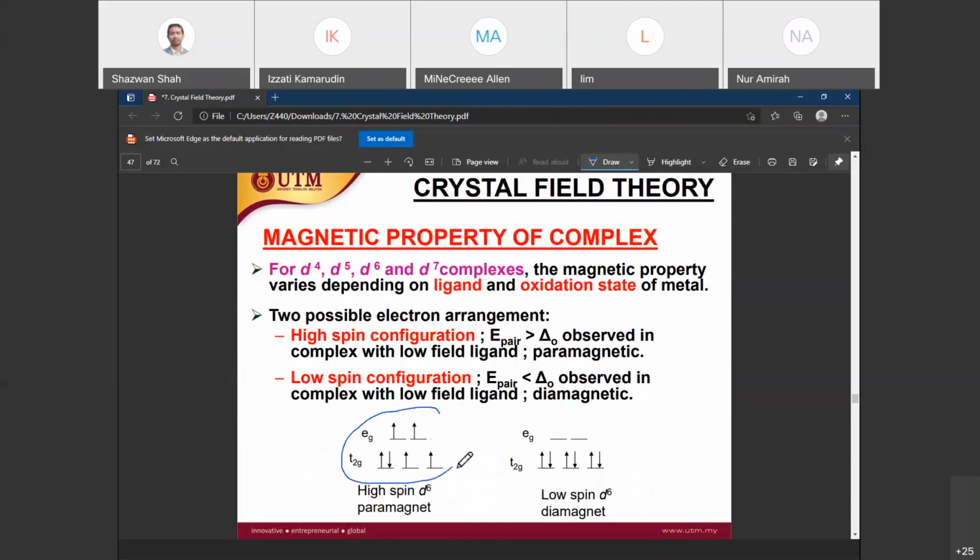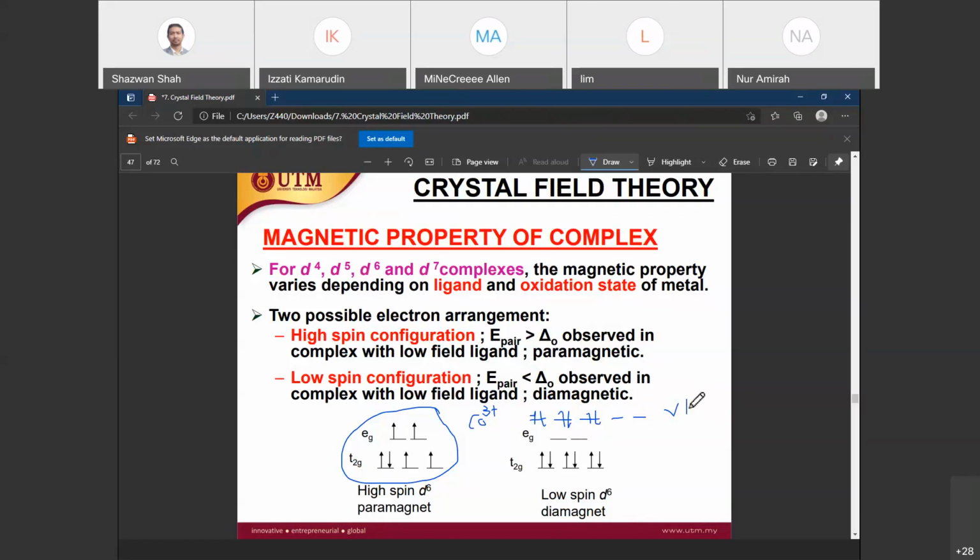Remember in VBT, when you want to determine the magnetic moment, you draw a straight line. For example, you draw all the 5 orbitals, for example cobalt 3 plus, for example low spin. Okay, so this is cobalt 3 low spin. So normally you fill in like this, all in a straight line. So this is for VBT.